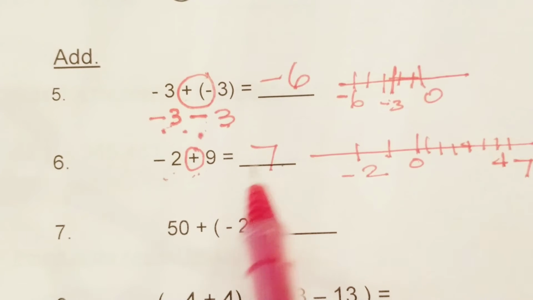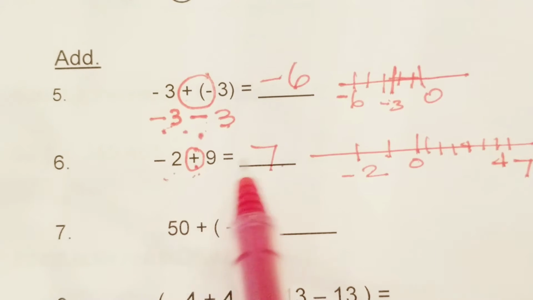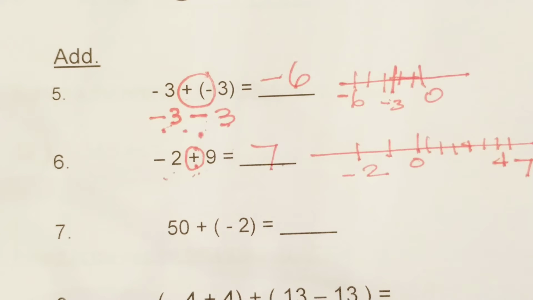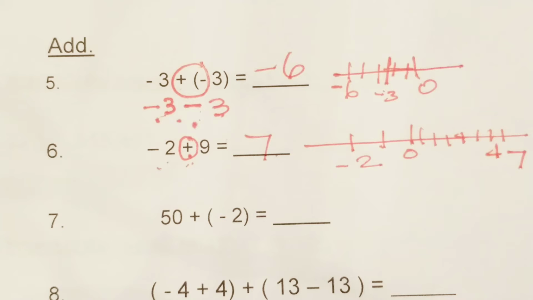Subtract, so 9 and 2 gives you 7, and then keep the sign of the greater number, then you'll be exact. I'm not a good singer, but that's another little song you can remember. How about number 7? 50 plus -2.